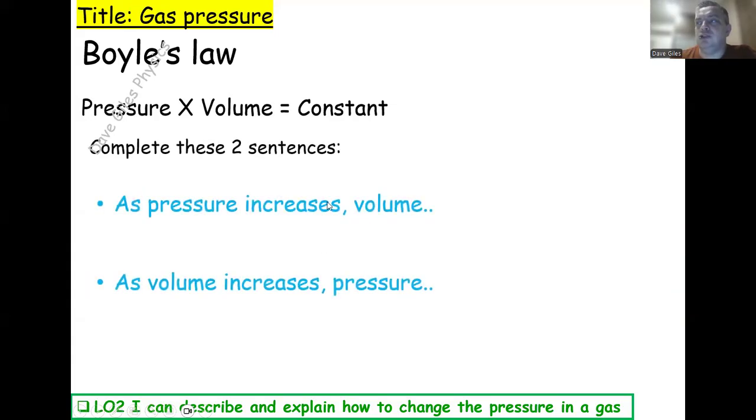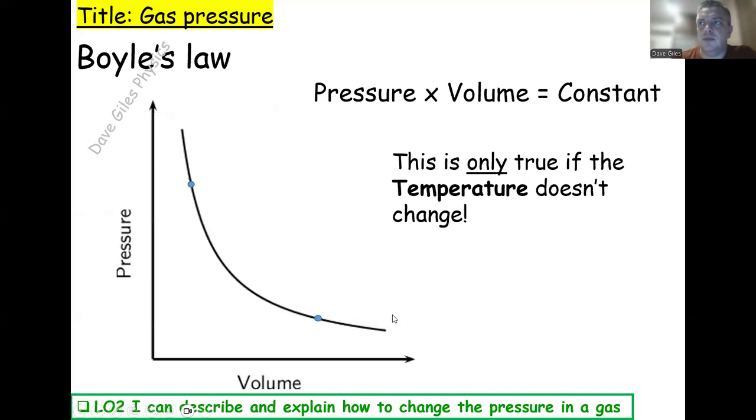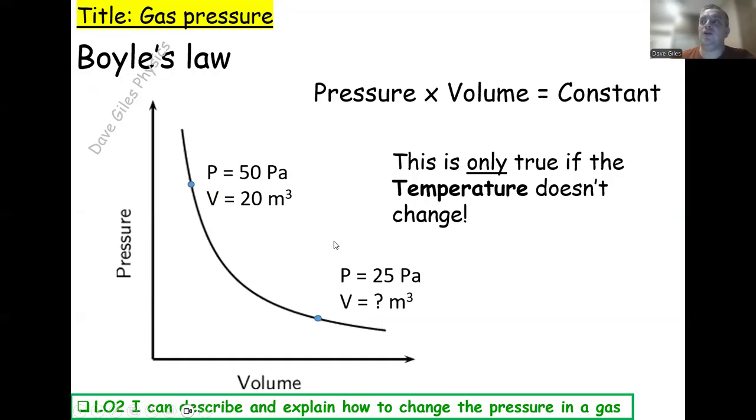So two quick questions here. As pressure increases, volume decreases. As volume increases, pressure decreases. So if we plot pressure against volume, we get this shape graph. And I'm actually going to put some numbers to the graph now. Here I've got a pressure of 50 pascals and a volume of 20 meters cubed. Here the pressure is 25 pascals, but we don't know the volume.